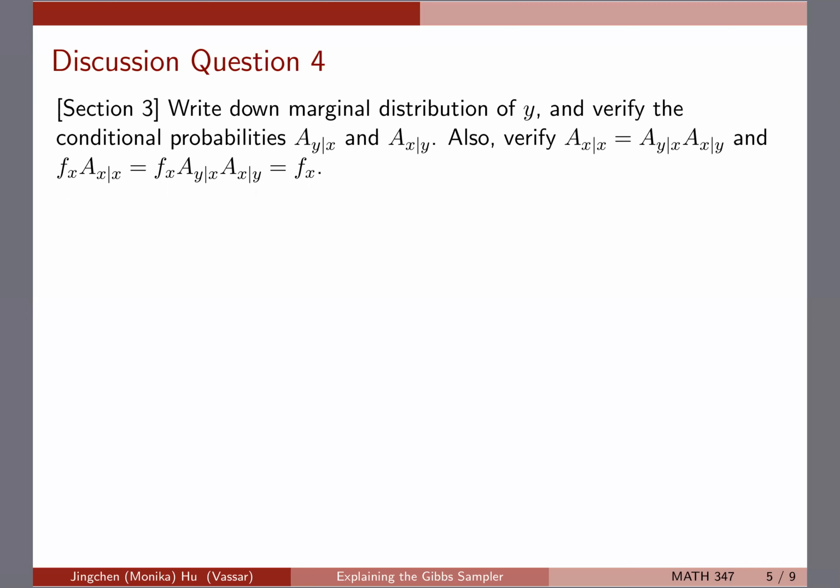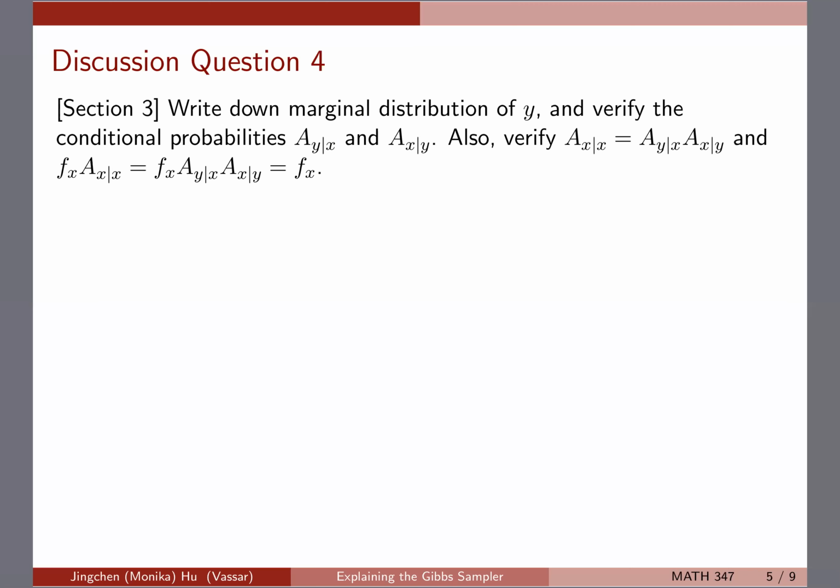So if you read the question carefully, you have to first of all write down the marginal distribution of y and verify that you can go from x to y through A_{y|x}, and you can also go from y to x with A_{x|y}. And that's just matrix manipulation. Again, linear algebra is required for this course, so hopefully it's not too much. And the last part is verify A_{x|x}. By reading it, that might be a little confusing, but the paper was talking about going from, say, x0 to x1, right? Because you go from x0 to y1, and then y1 to x1.